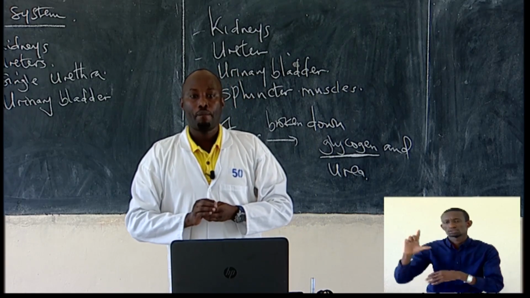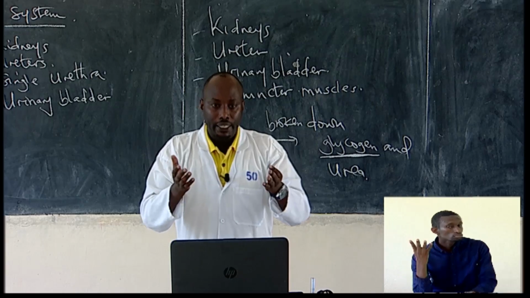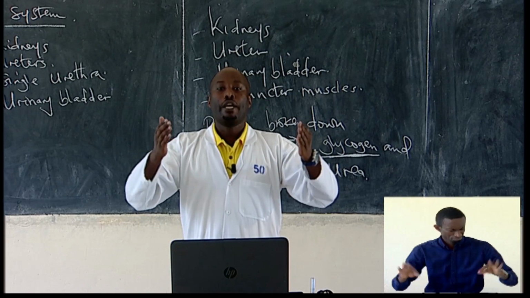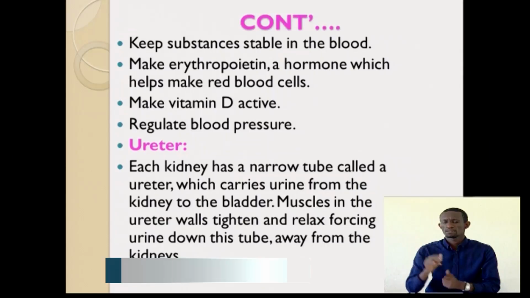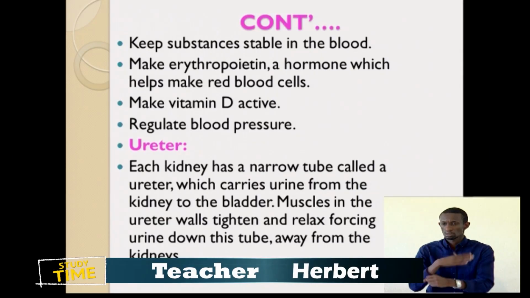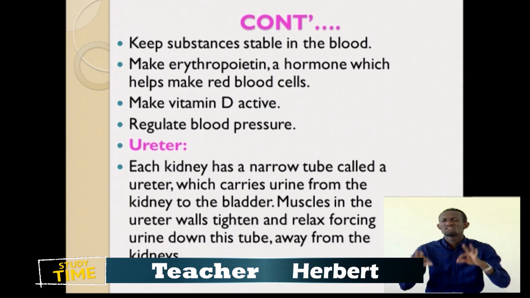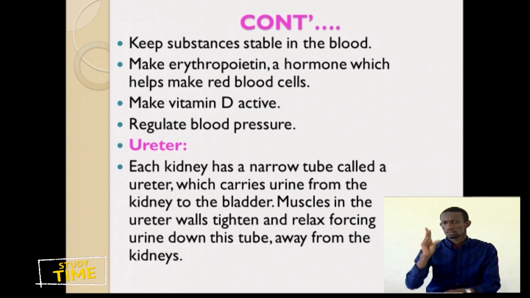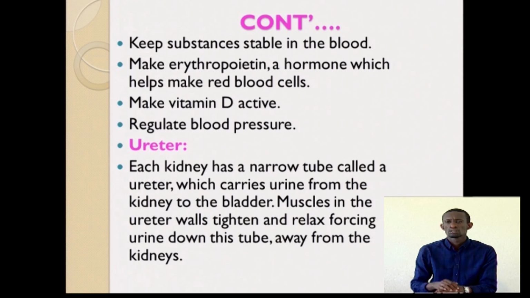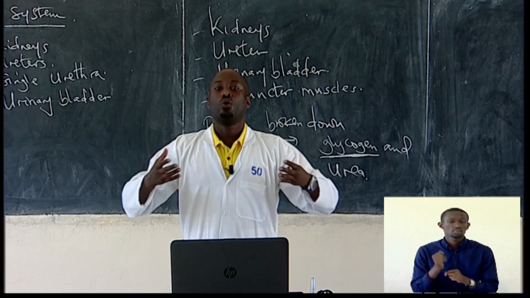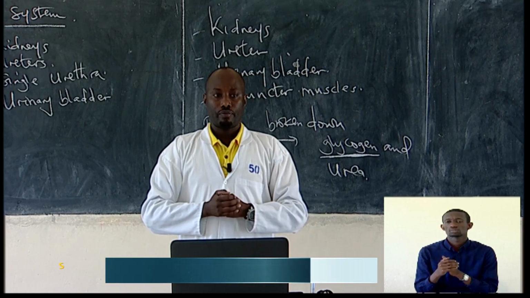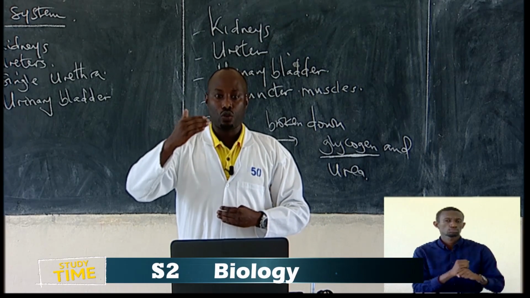Number 4, the kidney is very important to make vitamin D active. It means that the kidney is the one that makes vitamin D active. People with a lack of vitamin D suffer from what we call rickets, poor bone formation, all right? So the kidney is also responsible for making vitamin D active. The kidney also plays a very important function to regulate blood pressure. So those are the functions of the kidney.